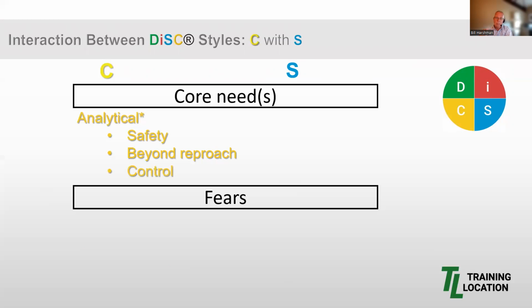For example, social interactions are tough because they can be unpredictable. So the C style may pull inward just to control what is said. Now, the fears of a C include, as you might guess, criticism, slipshod methods, and being wrong.